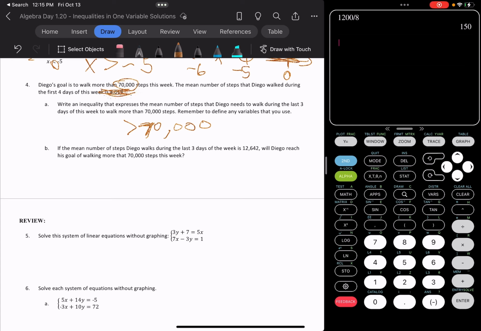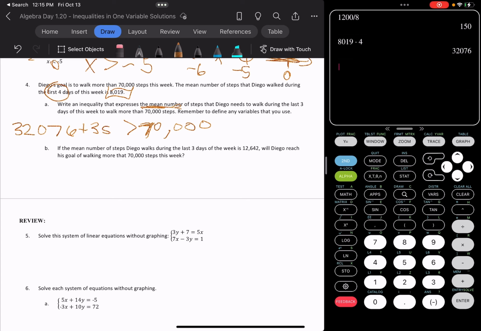Now it says his average that he walked is 8,019. That means per average, if he were to add up all the days and divide by 4, he would get 8,019. But then if we multiply 8,019 times 4, that will give us how many he walked total. So he walked 32,076 so far, plus we need to figure out what the mean number of steps, or the average number of steps, needs to be if he were to walk for another 3 days.